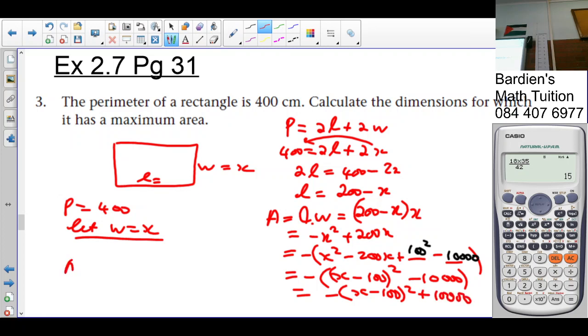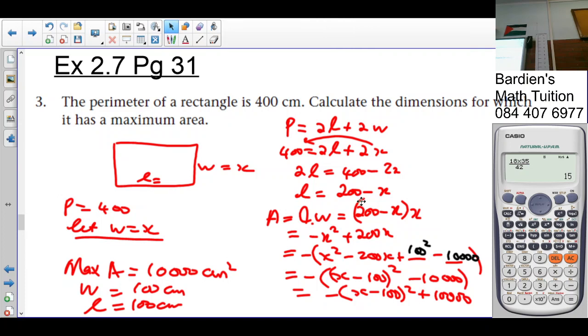So the maximum area is equal to 10,000 centimeters squared, and it occurs with a width of 100, whilst the length is 200 minus x, which is 100 centimeters in that case. Okay. You all agree with that?